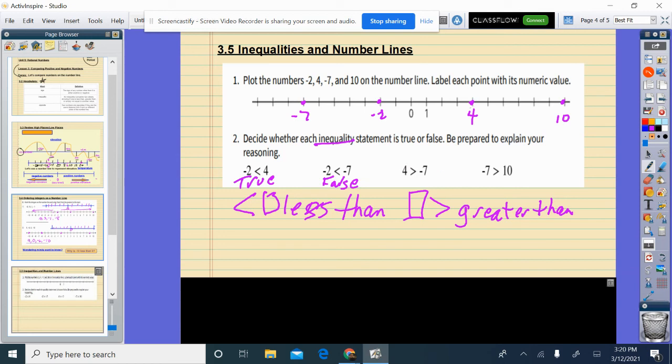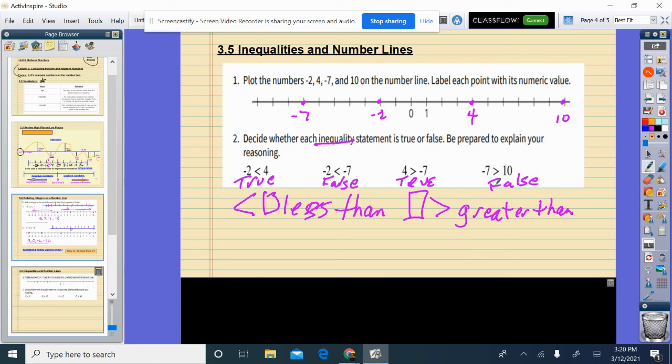4 is greater than -7. That is true, because 4 is to the right of -7. -7 is greater than 10. That's not true, because that would mean -7 would be to the right of 10, and it's not. So this one is false.